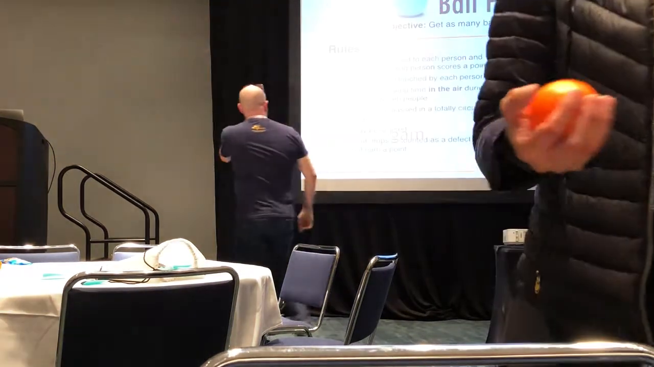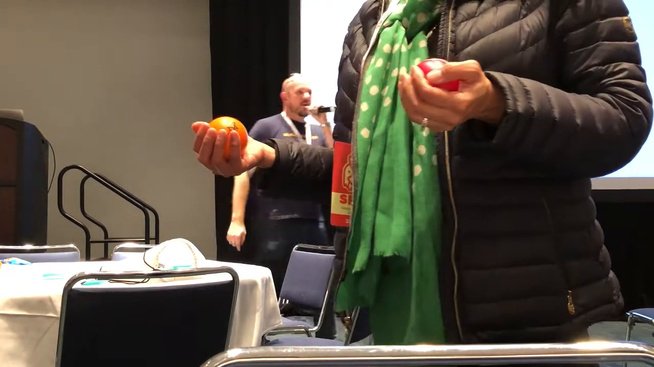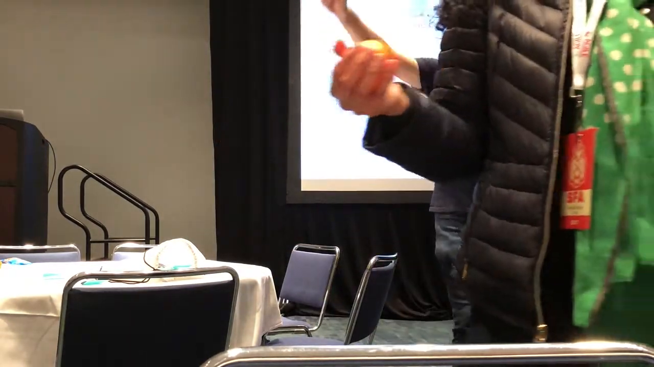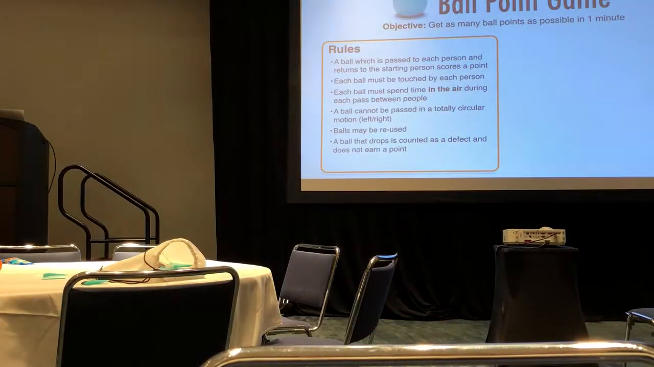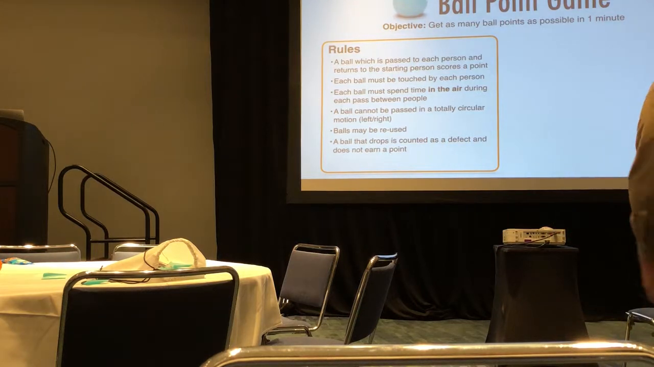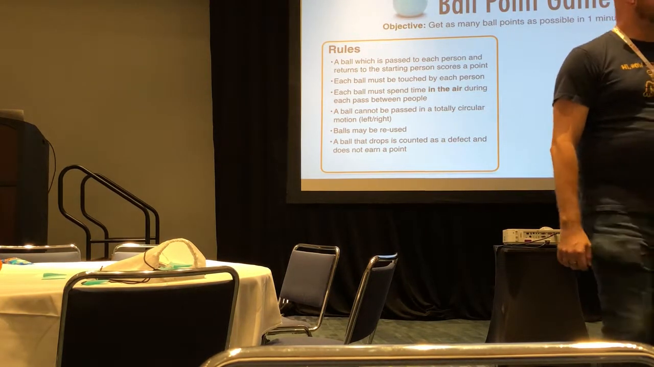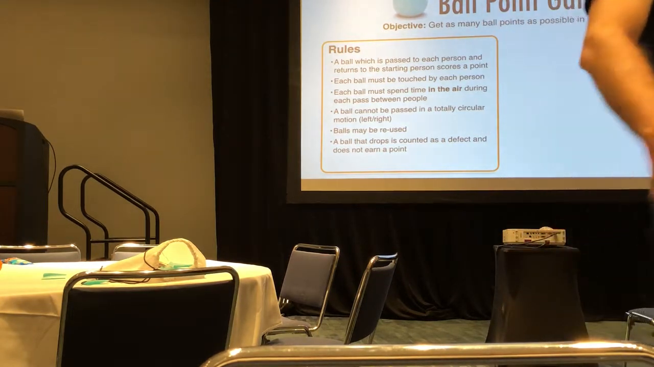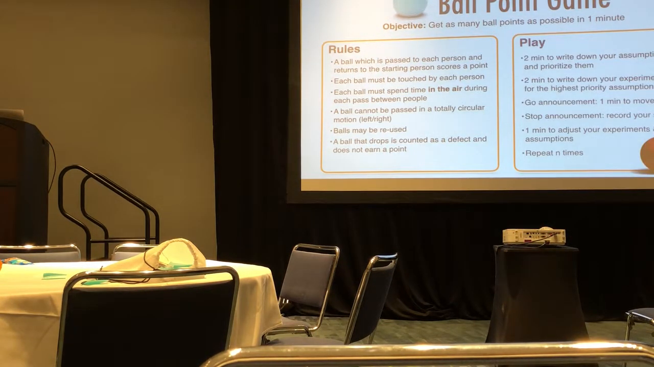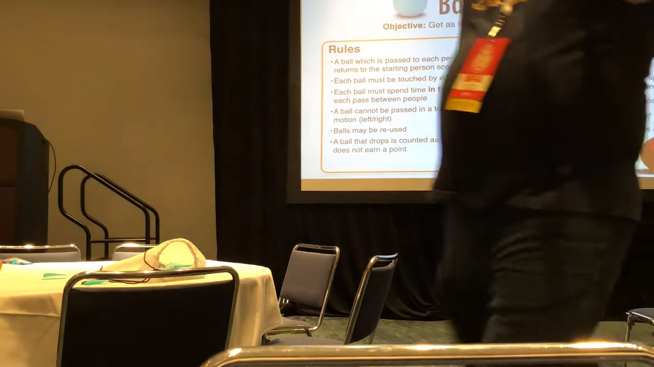Here are the rules of the ball point game. Each team has balls. To score a point, the ball has to touch every person in the team. It can't go directly side by side, so you can't pass it to the person next to you. It has to have at least one person between you and the next person. And the ball has to be in the air for some brief period of time. Every time it touches everybody's hands, that's a point. Does that make sense?